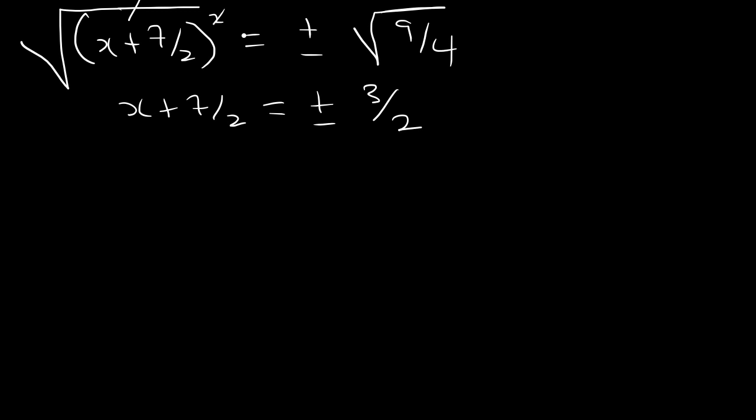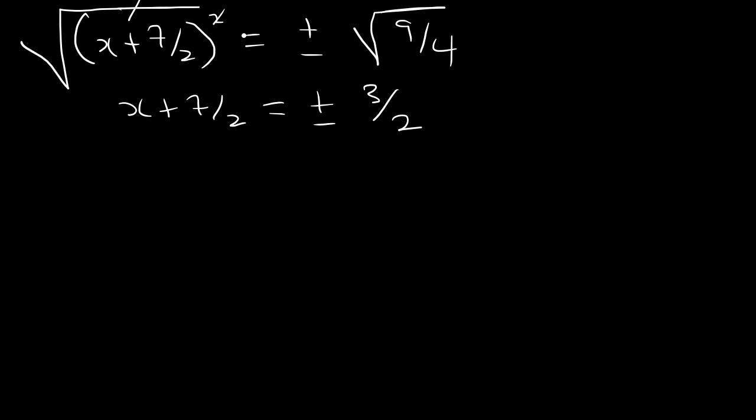Note that the positive and the negative sign we have is as a result of the square root symbol. It follows that if you take the square root of a number, there are two possible answers you will get. One is positive and the other is negative. So that's why we have both signs there. So let's go further. X plus 7 over 2 is equal to plus minus 3 over 2.